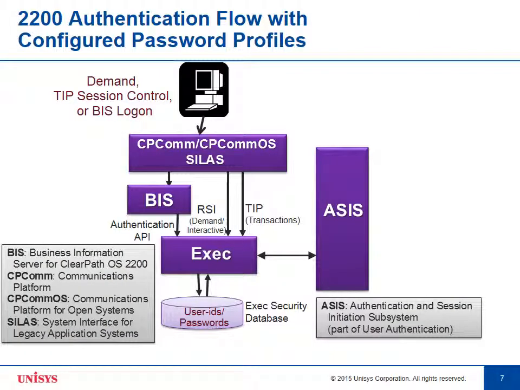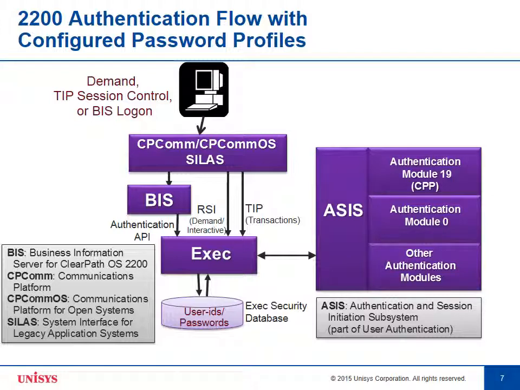Here's what the authentication flow looks like with configured password profiles. It begins with the user at a terminal logging into demand or TIP session control or BIS. This goes to the communication software, which passes it down to BIS or through RSI and TIP interfaces to the exec. The exec then calls the ASIS subroutine, which looks to see if there's an authentication module configured for this user. If it's authentication module 19, then that's configured password profiles.